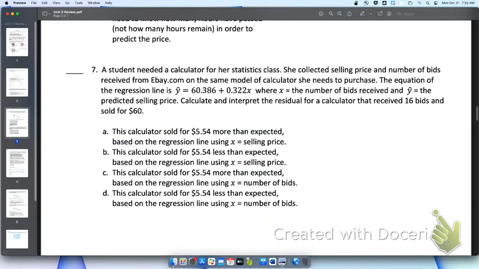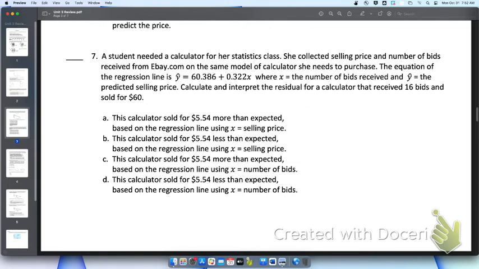A student needed a calculator for her statistics class. She collected selling price and number of bids received from eBay.com on the same model of calculator she needed to purchase. The equation of the regression line is Y hat equals that, where X is the number of bids received and Y hat is the predicted selling price. Calculate and interpret a residual for the calculator that received 16 bids and sold for $60. That is an actual value for an actual calculator that was sold on eBay. So X equals 16, and the actual Y value was $60. Now, I need to calculate a residual.